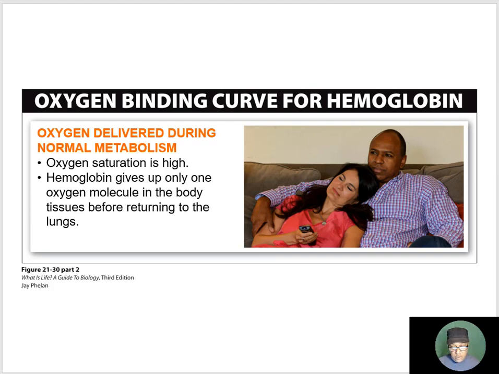If the tissue's already pretty much oxygenated, you're sitting here, you're not really moving, so you're not having a whole lot of exchange, right? Because when the hemoglobin gets to your tissues, there's not a lot of metabolism going on. There's a lot of oxygen in this region already. I'm going to give up one and then move along, right?